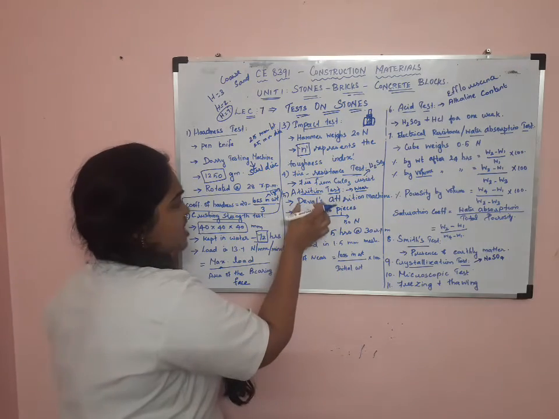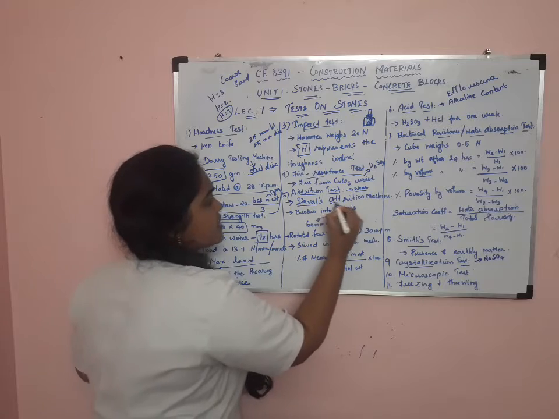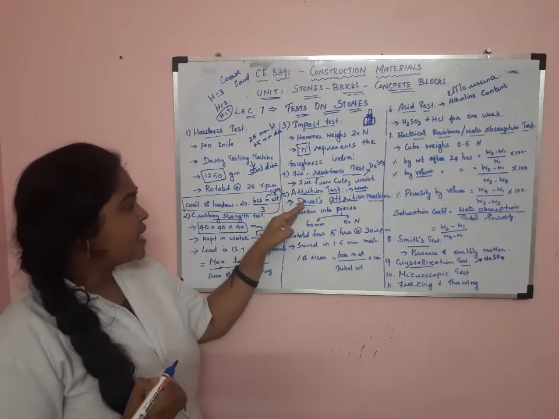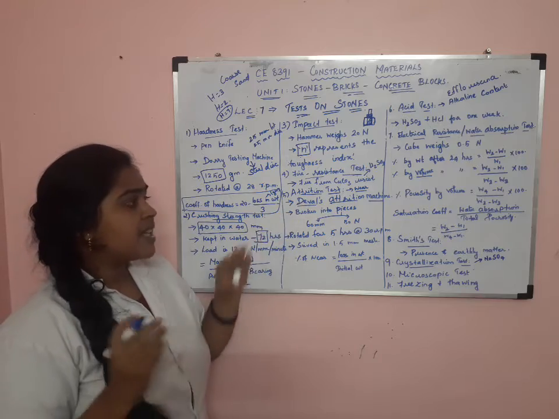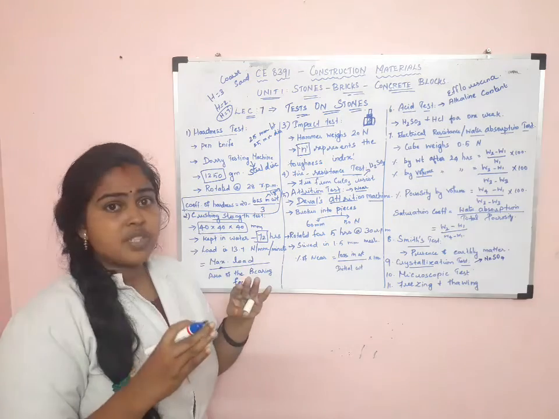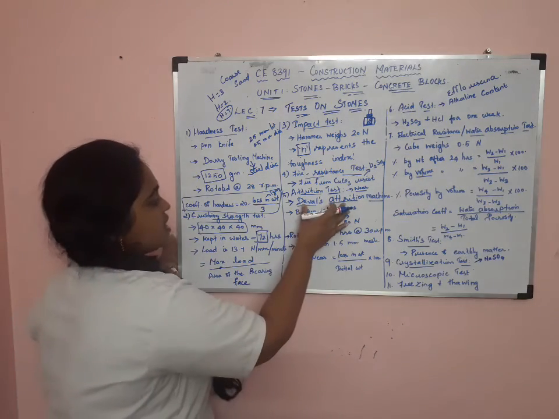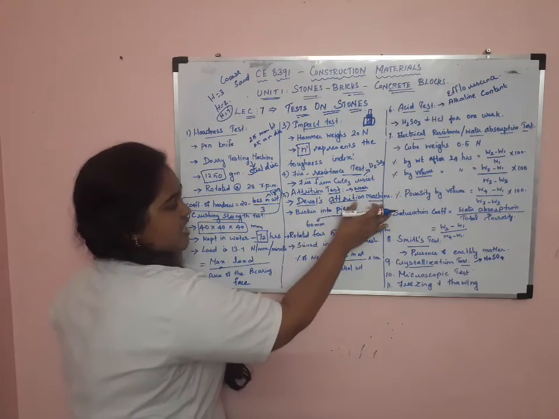This adhesion is tested by the machine named Devil's Adhesion Testing Machine. This is mainly to find out whether wear will take place in the construction of roads or not. That is what we are going to test, using the Devil's Adhesion Testing Machine.